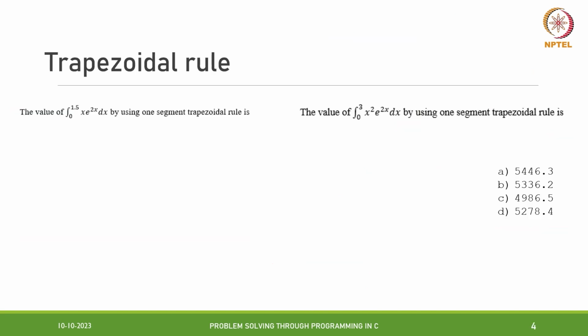Okay. Next we'll look at the trapezoidal rule. The trapezoidal rule is used for integration. If you want to do some numerical integration, you can use the trapezoidal rule. How does it work? Let's say you have some function f of x. This is some function f of x.